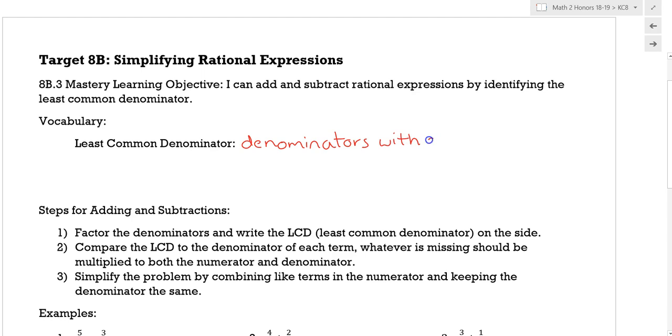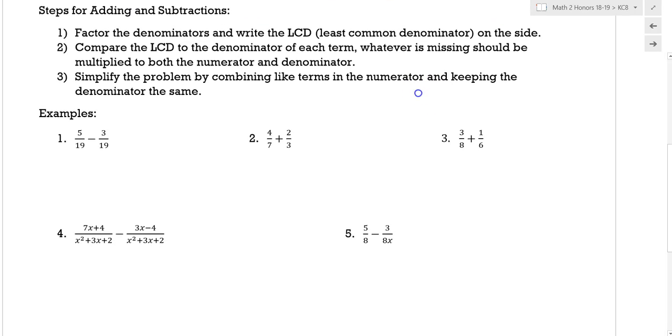with all the same factors. Okay. And I really want the smallest of those. Okay. So it's kind of hard to think about, but we'll see it when we do some adding and subtracting with just numbers first, and then when we do it with our expressions.